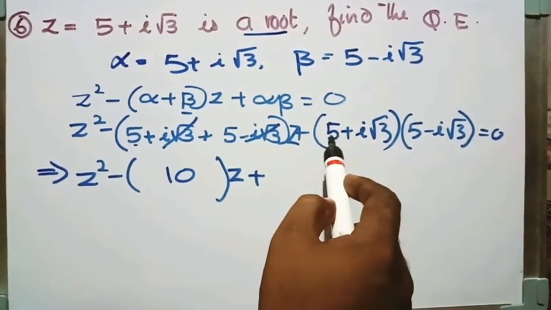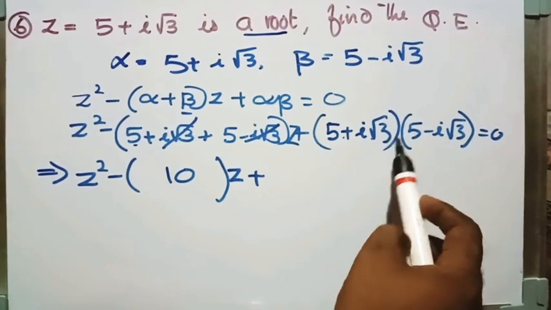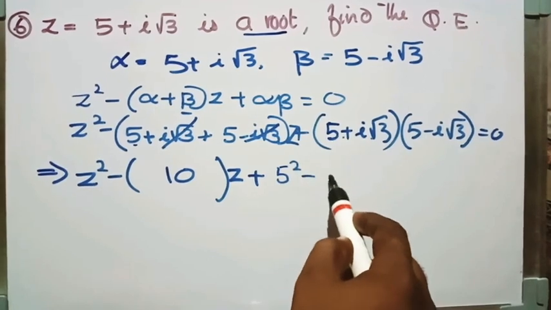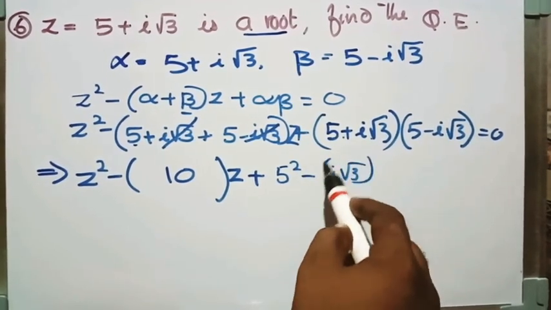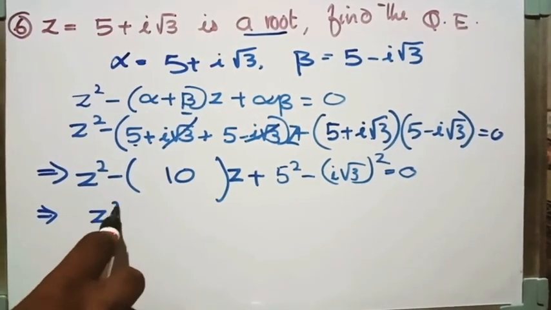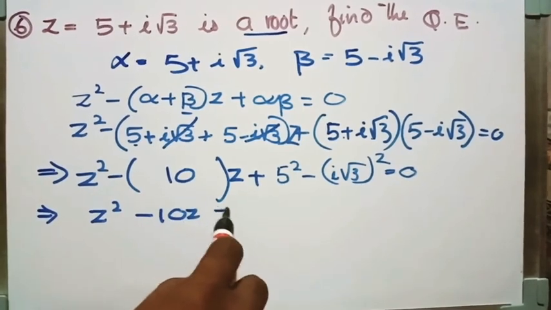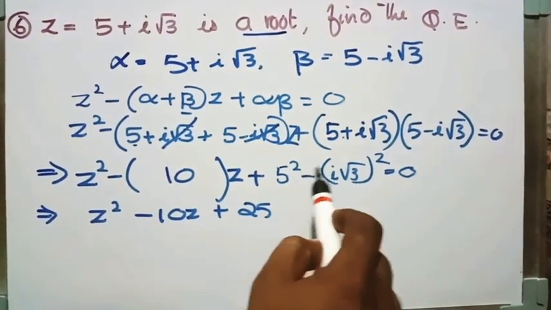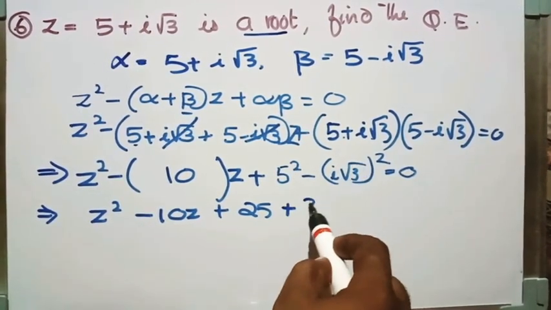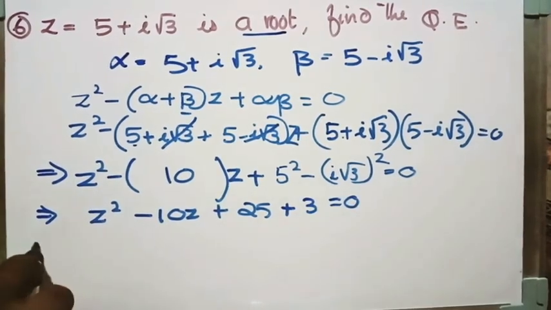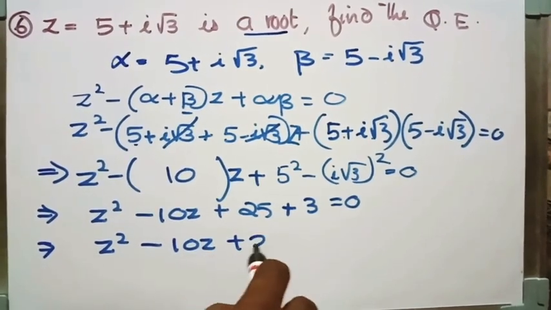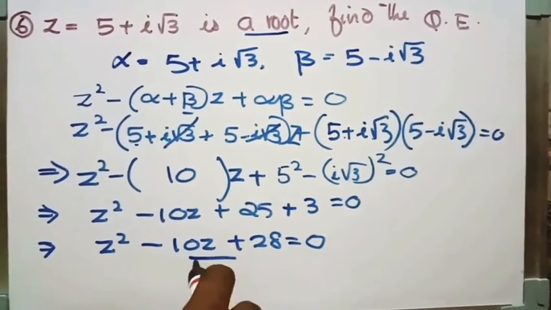Plus, it looks like a plus b into a minus b, that is always like that, which is a squared minus b squared. So we get 5 squared minus i root 3 squared is equal to 0. That is z squared minus 10z plus 25 minus, i squared is minus 1, so minus into minus becomes plus. Root 3 squared is 3, is equal to 0. That implies z squared minus 10z plus 28 is equal to 0 as the quadratic equation.